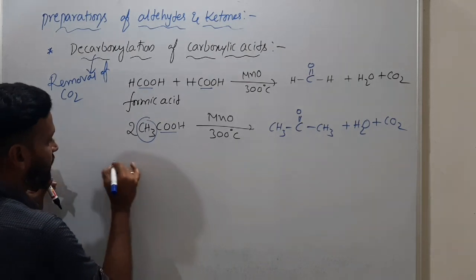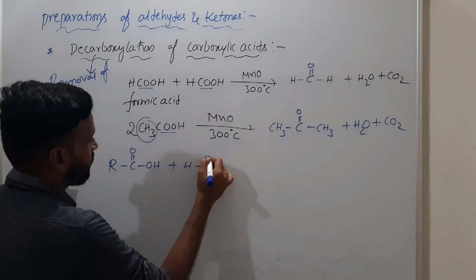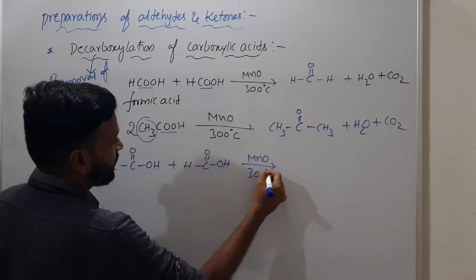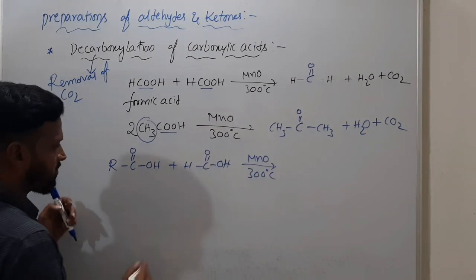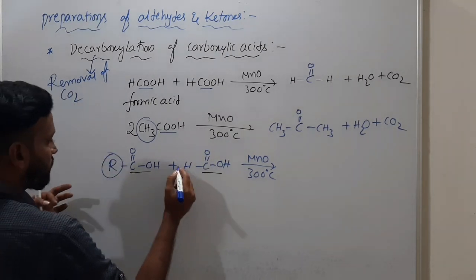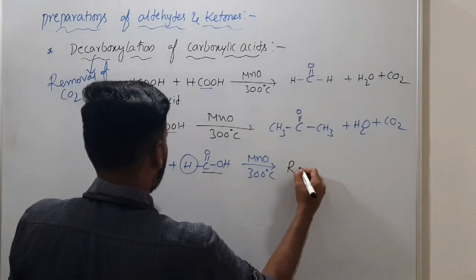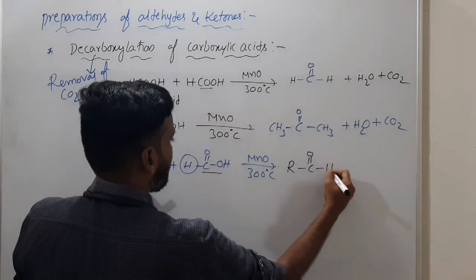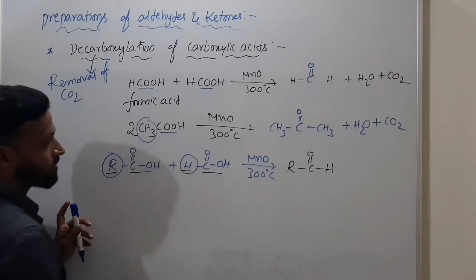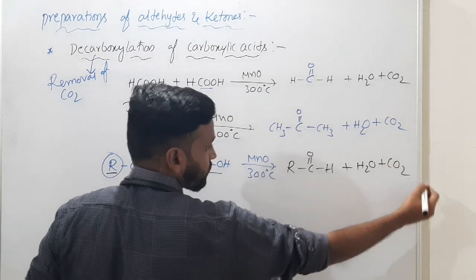Suppose different acids are given, like RC double bond O OH plus HC double bond O OH, in the presence of manganese oxide at 300 degrees Celsius. What is the product? Very simple. For COO, what groups were attached? One is an alkyl group and one is hydrogen. So your product is R, C double bond O and H. For C double bond O, one alkyl group, one hydrogen. And the remaining is the same: H2O and CO2.